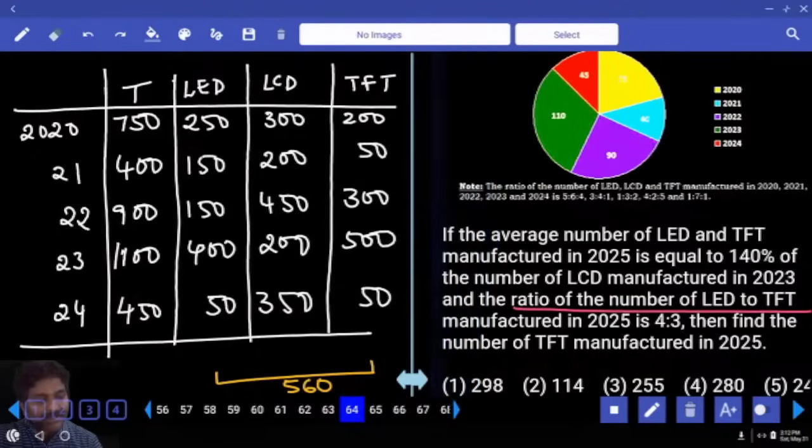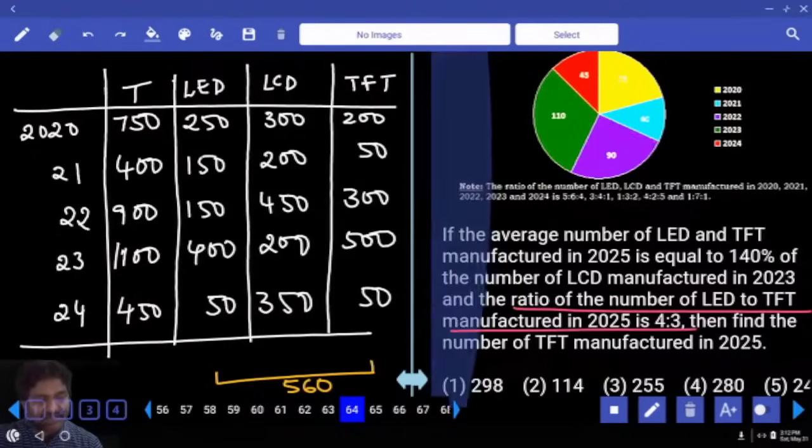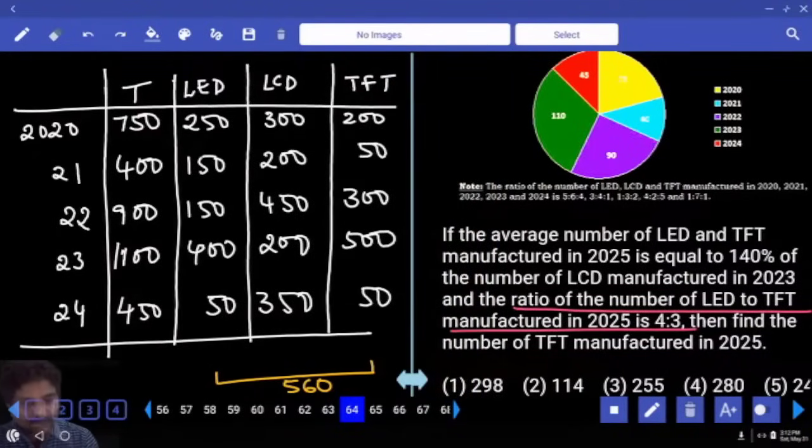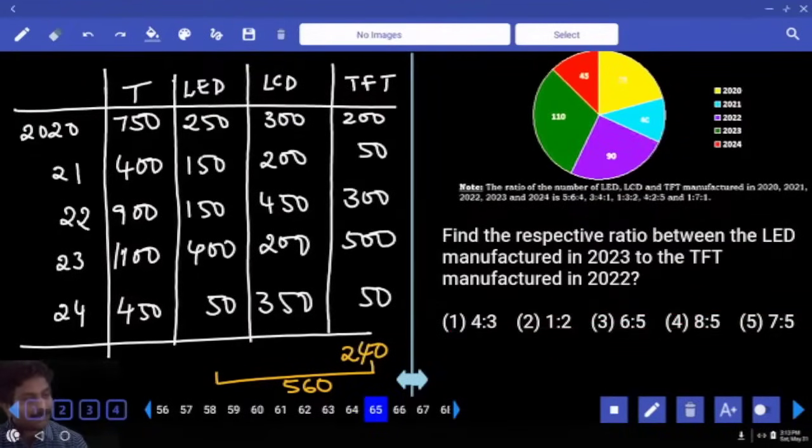The ratio of LED to TFT manufactured in the year 2025 is 4:3. How many parts? 7 parts is equal to 560. 1 part? 80. TFT are 3 parts. 3 into 80. Come on. 240. Fifth option is the answer. Find the respective ratio between LED manufactured in 2023 and TFT manufactured in 2022. 400, 300 ratio.